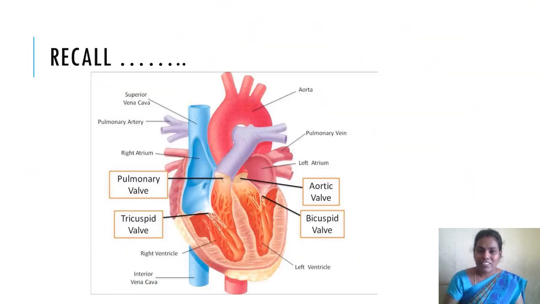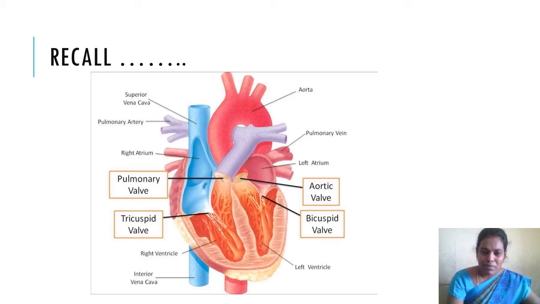In order to understand double circulation in the heart, first of all we have to recall our previous knowledge about the heart. In the previous video we discussed the structure of the heart. Let us see once again here. The heart contains 4 chambers. It is a thick muscular organ and it is protected by the pericardium.